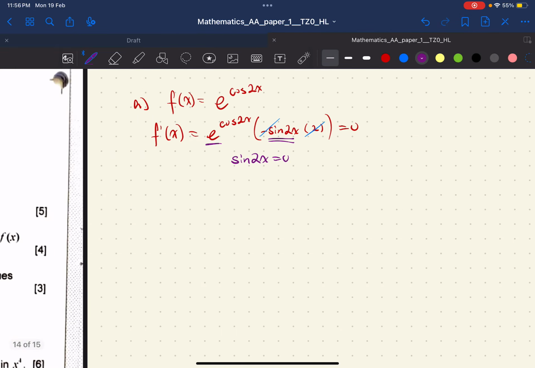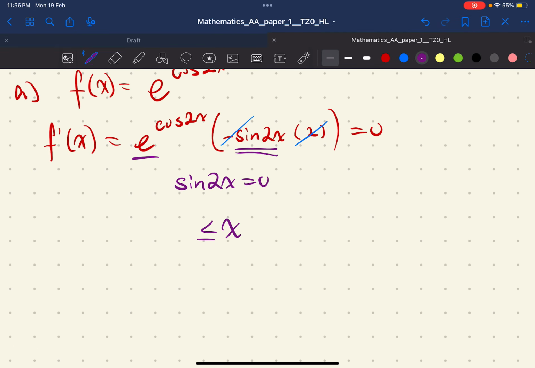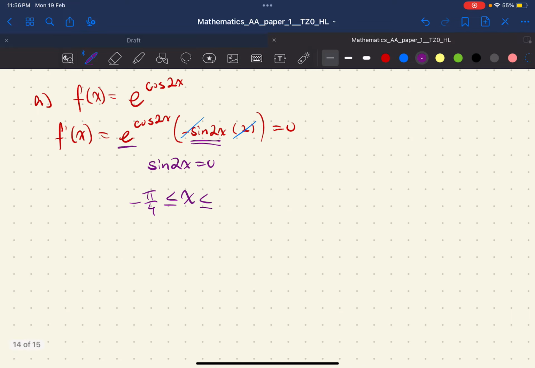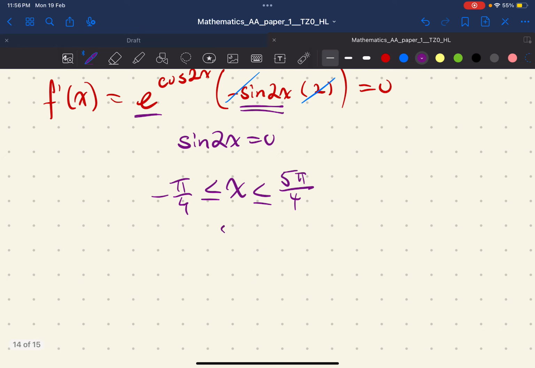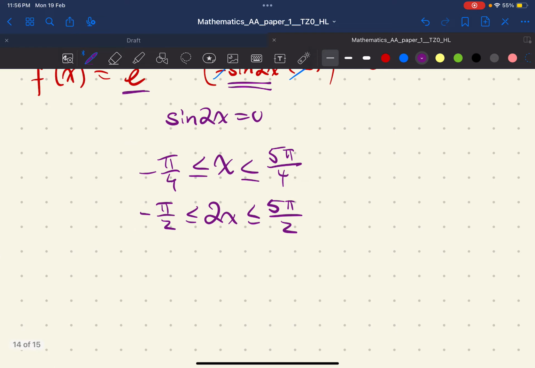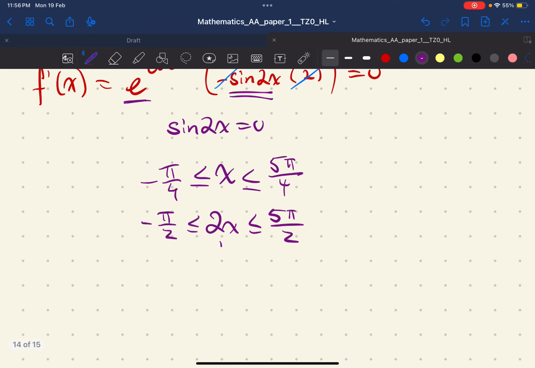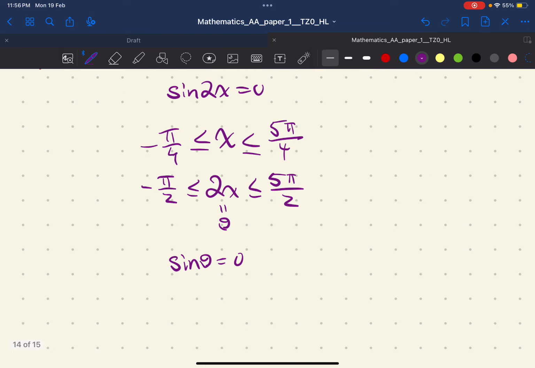Okay, and we know x is between negative pi over 4 and 5 pi over 4. Then 2x would be between negative pi over 2 and 5 pi over 2. So remember to expand the domain in case you need the answer. I'll just let this be theta here. So sine theta equals 0. The negative solution would be negative pi, but that is out of the range, so we just take the positive part. So theta could be 0, pi, or 2 pi.